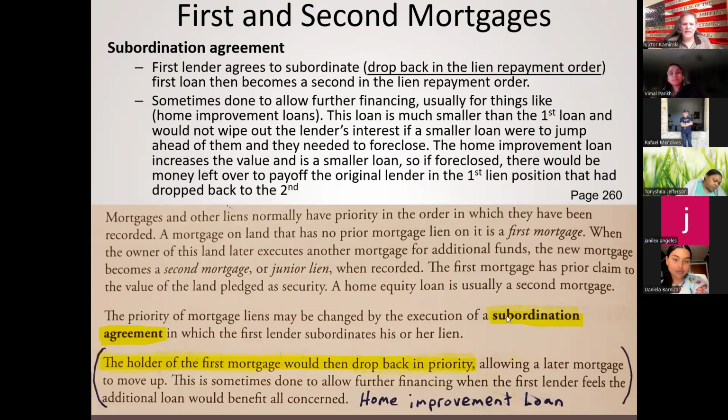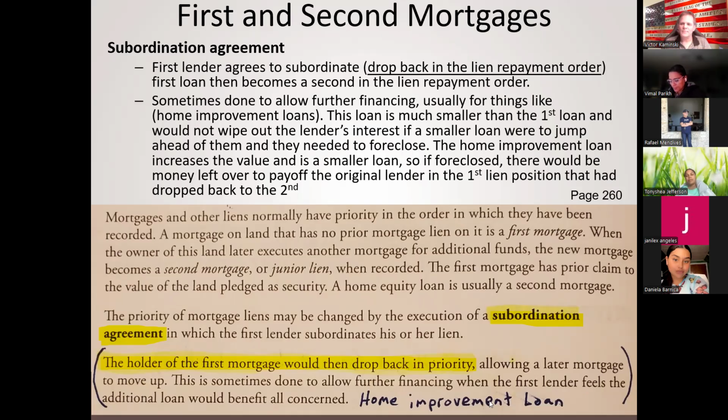So a subordination agreement: the holder of the first mortgage would drop back in lien priority. That's usually done for home improvement loans. If you're a first lien holder, you get paid back first. If you sign a subordination agreement, you agree to allow another lien holder to jump ahead of you. That lien holder would usually be a home improvement loan.